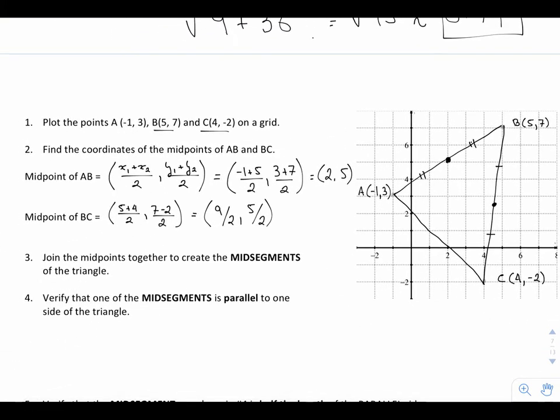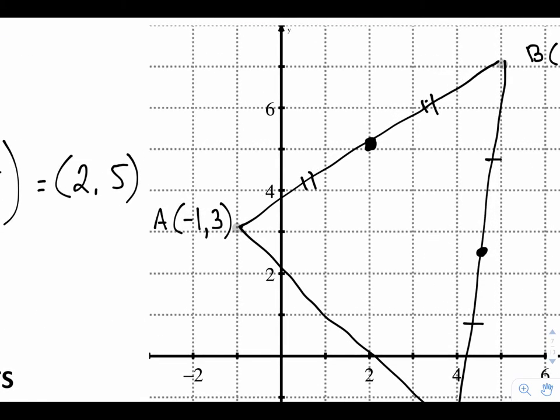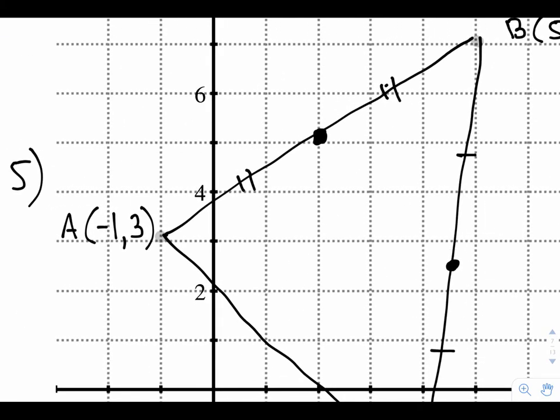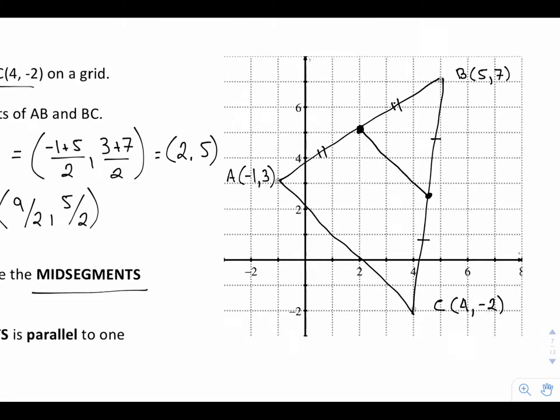Step 3 says join the midpoints together to create the mid-segments of the triangle. So the mid-segment of a triangle is when you take 2 midpoints and you connect them with a straight line. So there is my mid-segment, 1. There are others, but we're just going to look at that one for now.